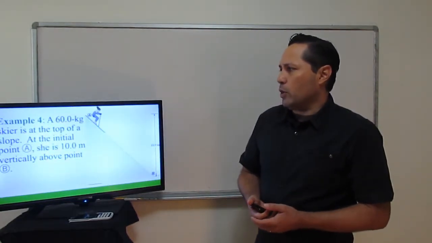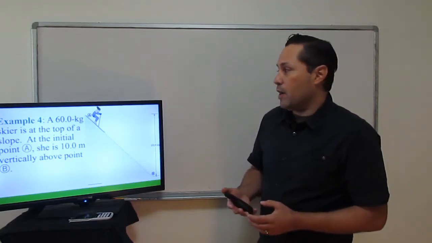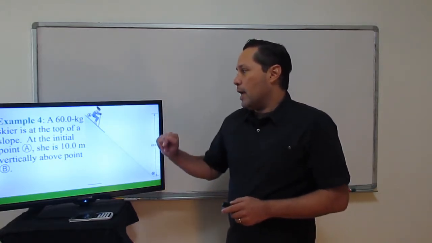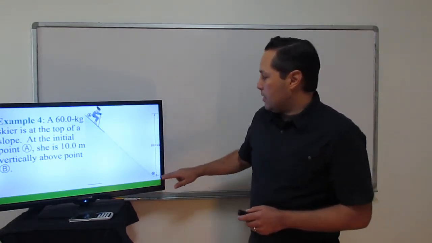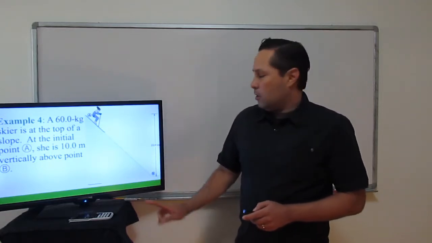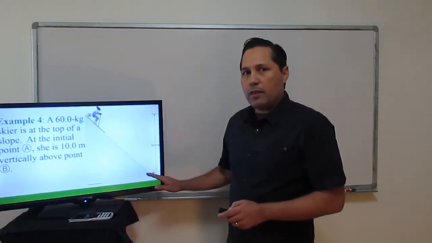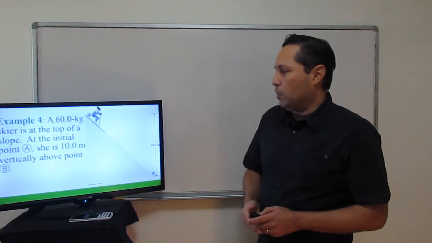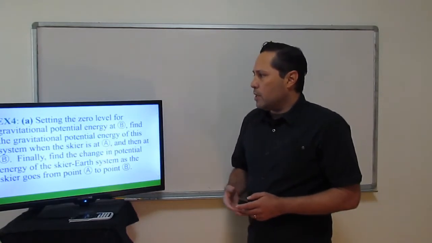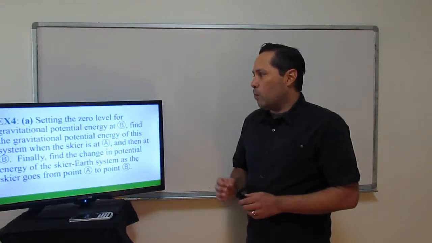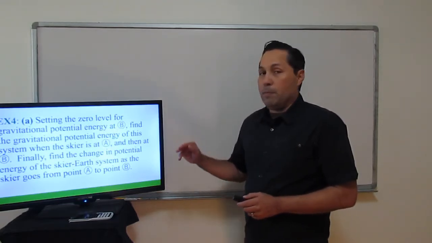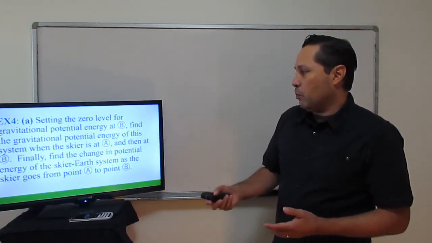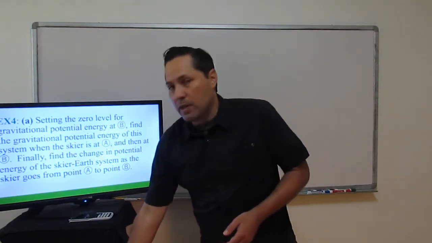Now, we're going to go ahead and move on to example number 4. In this one, they tell you, say you have a skier. Her mass is 60 kilograms, and this skier is at the top of a slope at point A. This point A is 10 meters from point B, measuring that straight up. Not the length of the path, but how high is it? So point A is 10 meters above point B vertically. Next they ask in part A, setting the zero level for the gravitational potential energy at point B, so at the very bottom, find the gravitational potential energy of the system when the skier is at point A and when the skier is at point B.